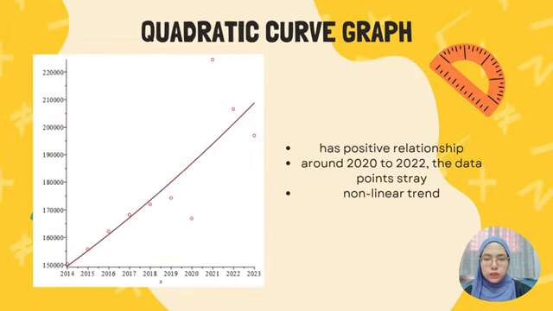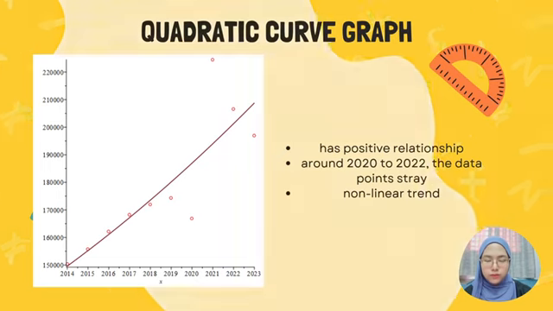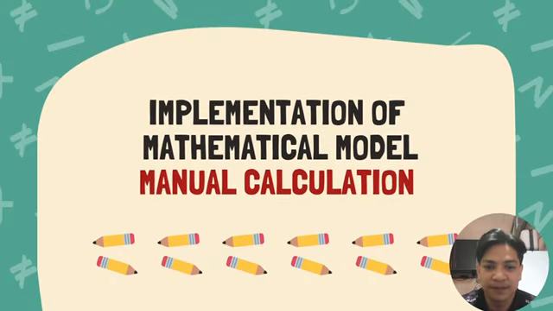So, the graph shown is the quadratic curve graph, and it has a positive relationship with an uptrend. However, around the years 2020 to 2022, we can also see that the data points have strayed away from the fitted line. Therefore, we can say that it has a non-linear trend. Next, we go to the implementation of the mathematical model by manual calculation.